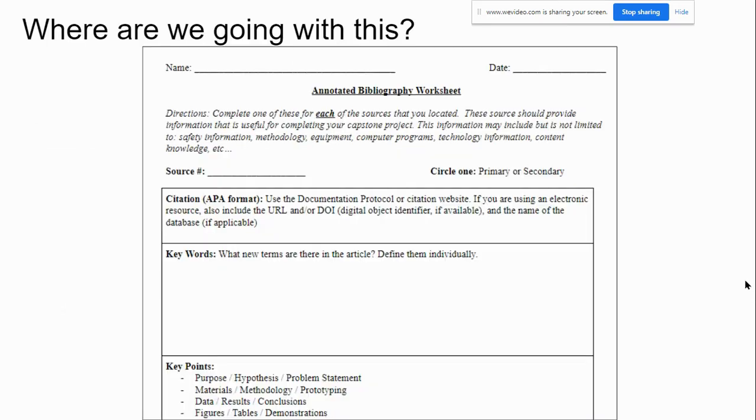Where are we going with this? You are going to have to fill out an annotated bibliography of 10 sources. 2 of those sources can be websites. The other 8 need to be some sort of article or paper about your topic that a scientist has put together based on their research so that you understand your topic at a more complex level. So this will be a summative assignment for you in your capstone class.